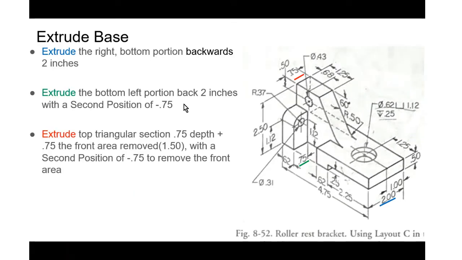So now we'll extrude the right bottom portion, this area here, backwards 2 inches. We'll extrude the bottom left portion backwards 2 inches to create this area back here with a second end position of negative 0.75 to remove the front portion. And then we'll extrude the top triangular portion a depth of 0.75 for the thickness of the part, plus 0.75 for the area removed in front to create a total of 1.5, with the second end position of negative 0.75 again to remove this front area.